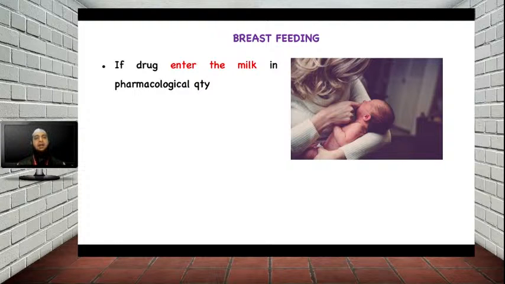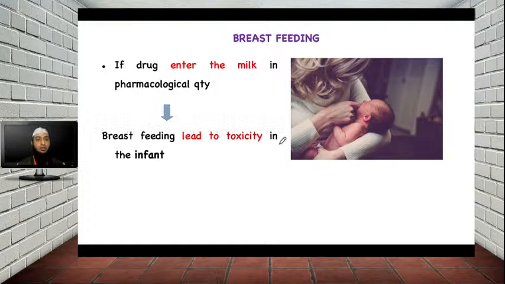Do remember that if a drug enters the milk in pharmacological quantity, what it means is the mother is taking the drug, and if by virtue of its property it goes into the milk, and the same milk is given to the child, then that drug may affect the child and produce a certain level of pharmacological action. So if the drug enters the milk in pharmacological quantity, breastfeeding sometimes leads to toxicity in the infant. Why does it produce toxicity?